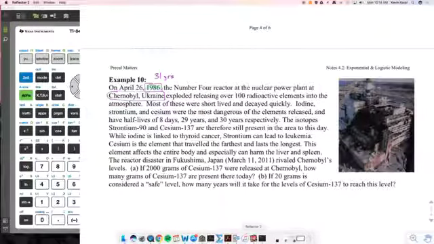What happens if you're exposed to these? Well, iodine can cause thyroid cancer. Strontium can cause blood cancer, leukemia. Cesium can also cause birth defects and other types of cancers. They're all dangerous. The effects of cesium can harm the liver and the spleen.